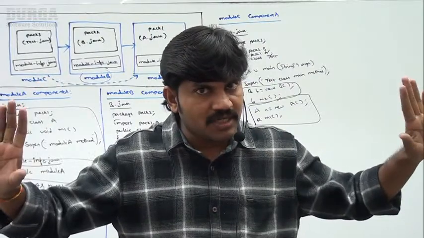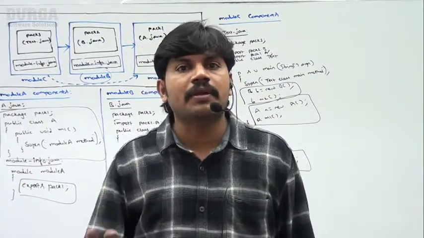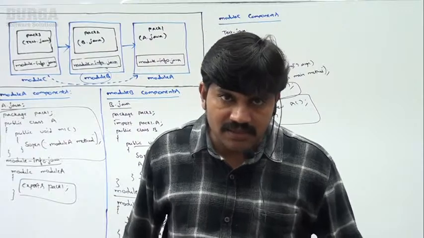Are you able to understand? This is about transitive dependencies, right? Clear for all of you, right?